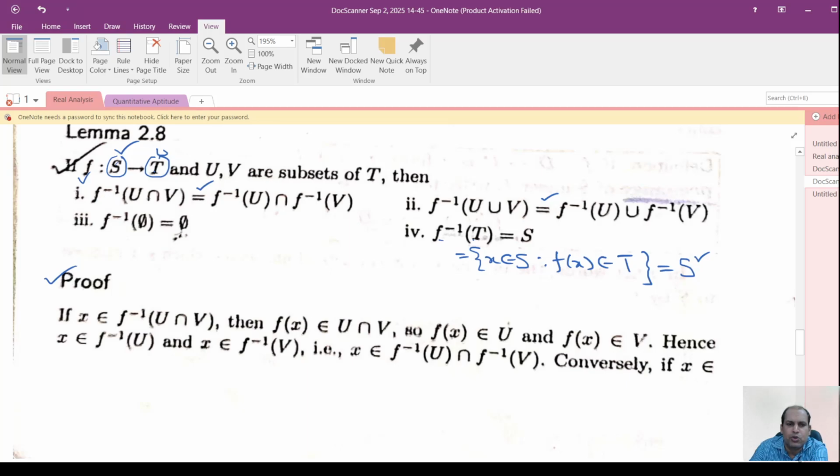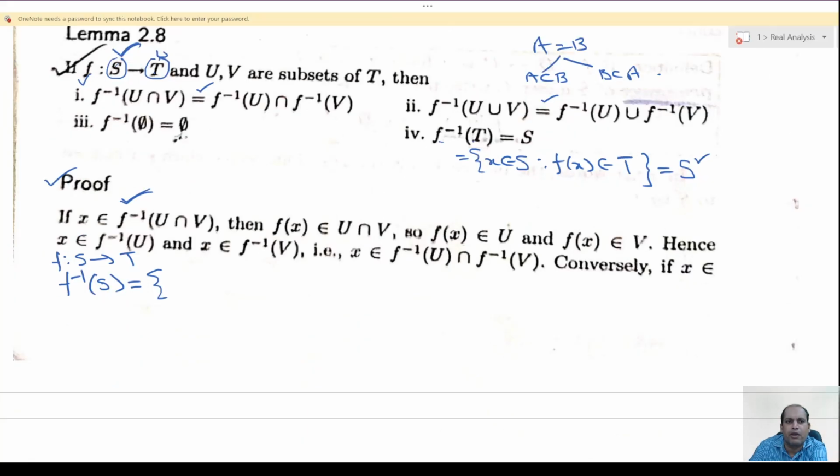We need to show that in set theory, to show A equal to B, I need to prove that A is contained in B as well as B is contained in A. So, we will start from this one. Let us take an arbitrary element x in F inverse of U intersection V and just use the definition of set theoretic inverse. If F is a mapping from S to T, then how do we define the set theoretic inverse? Let us take U as a subset of T. F inverse of U, the set theoretic inverse of U, is the collection of all x belonging to the domain such that the image lies within the set U.